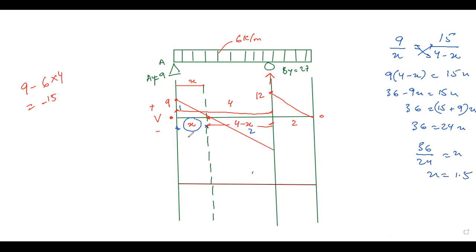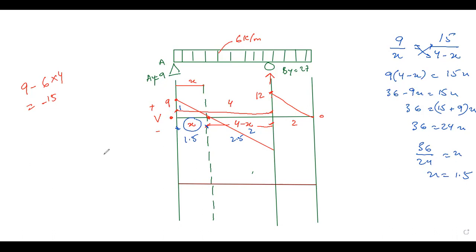So the distance from here to here is 1.5. Then 4 minus x is 4 minus 1.5, which is 2.5. Now, why do we need this distance? Because we have to know the area under the shear force diagram. Here we have the triangular body. The area under the shear force diagram will be 1.5 times 9 into half.